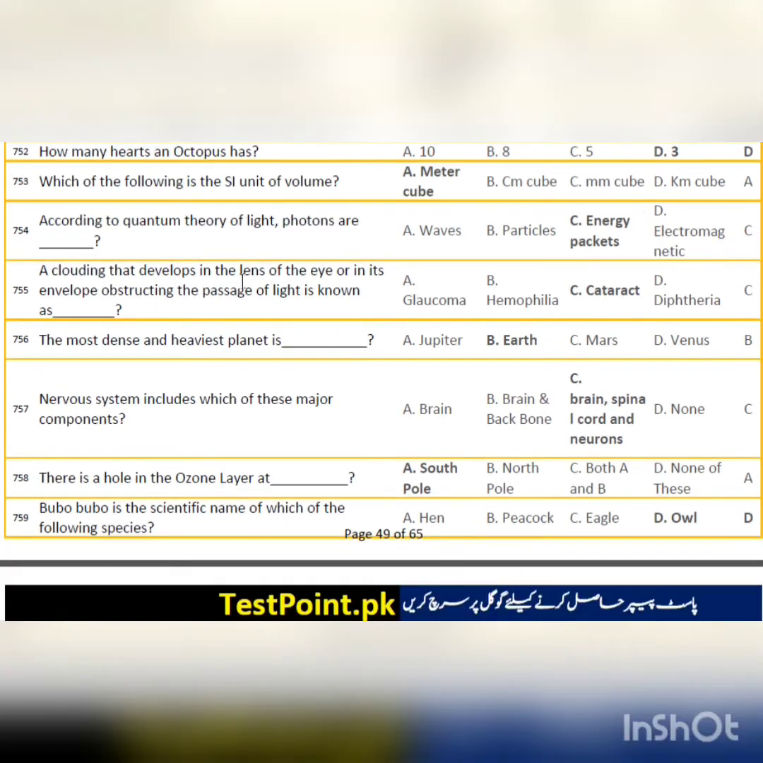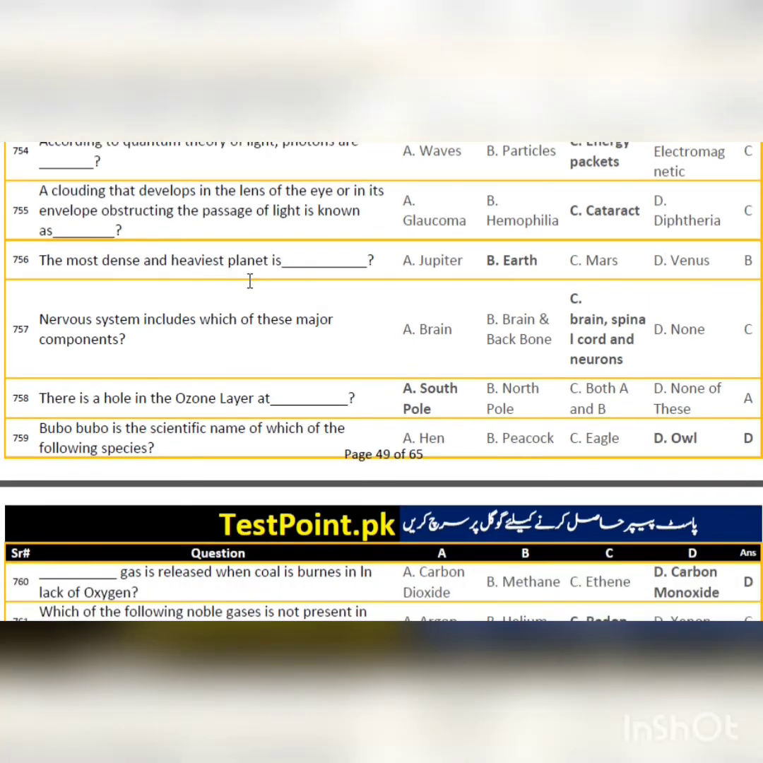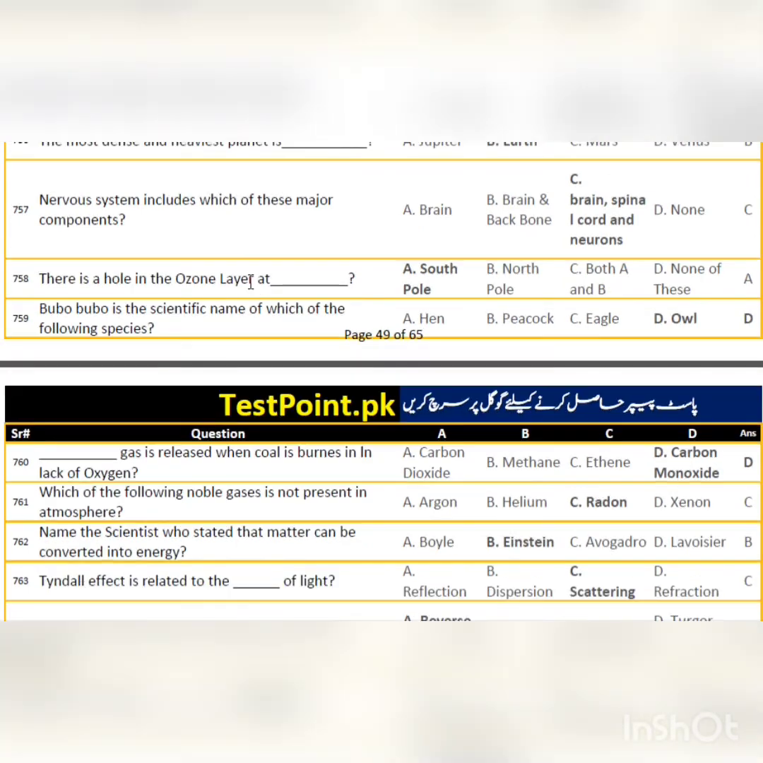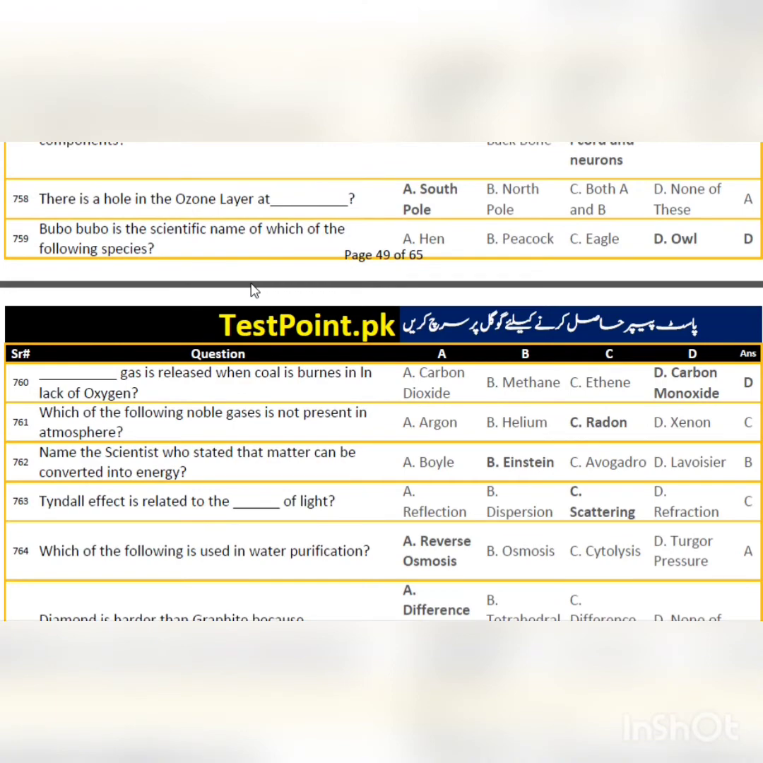The gas used in refrigerator to cool water is A. Nitrogen, B. Oxygen, C. Carbon dioxide, D. Methane, E. Ammonia. Answer is ammonia.